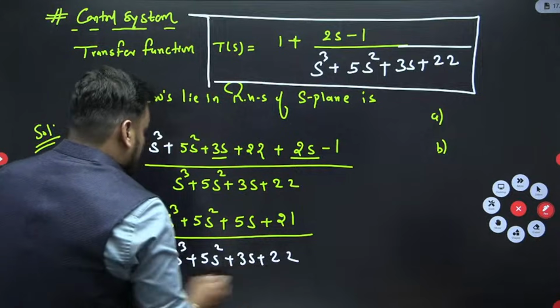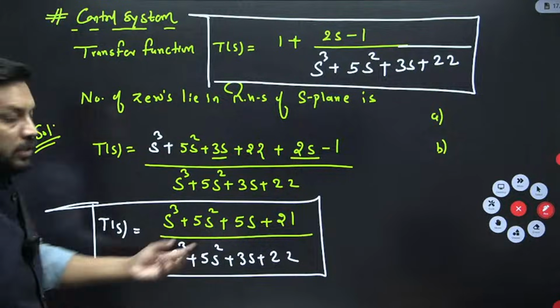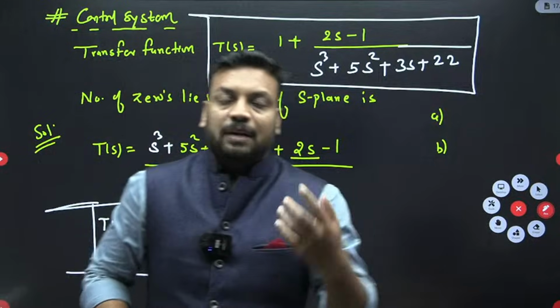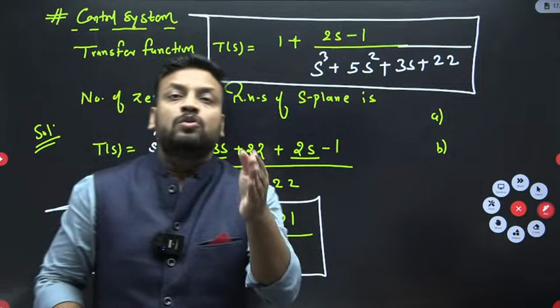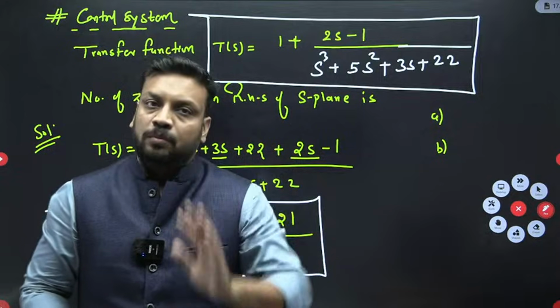Right now I only need to focus on the numerator part because the examiner is asking for the zeros. If the examiner were asking for the poles, then I would focus on the denominator part, because I know the roots of the denominator give me poles and the roots of the numerator give me zeros.